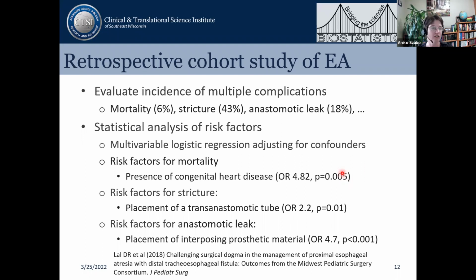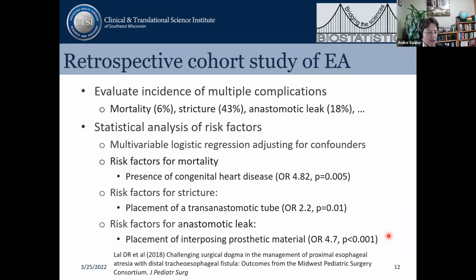And after that, they were able to evaluate the incidence of all kinds of bad things that could happen: mortality, the stricture specifically, which is pretty common, 43% of babies had one within a year, anastomotic leak, and other complications. They then ran statistical analysis of the risk factors, which was actually logistic regression, adjusting for confounders, and they found some risk factors for mortality. They found some risk factors for stricture, which is the most interesting one they're studying.